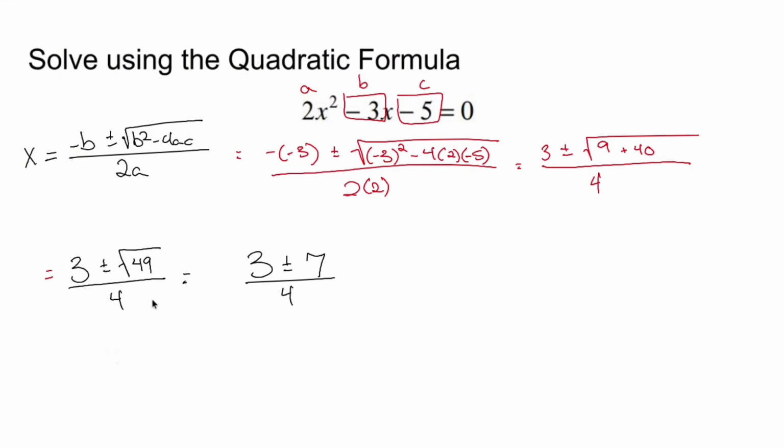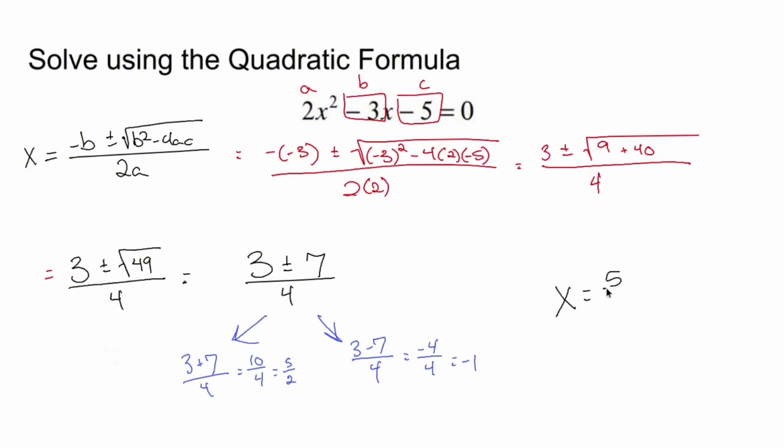Once I get to that point, I can split this up into two different problems. 3 plus 7 over 4 and 3 minus 7 over 4. 3 plus 7 over 4 is 10 over 4, which is 5 over 2, or 2.5. And 3 minus 7 over 4 is negative 4 over 4, which is negative 1. Okay, so my two answers are going to be x equals 5 over 2 and negative 1. That's quadratic formula.